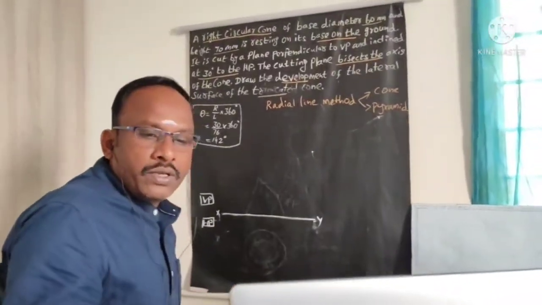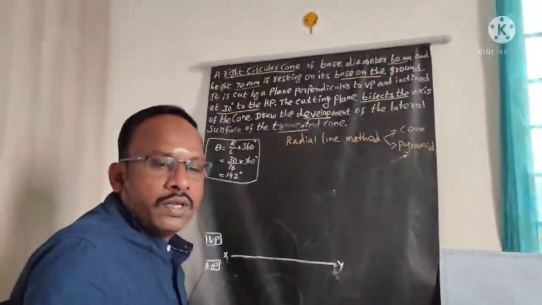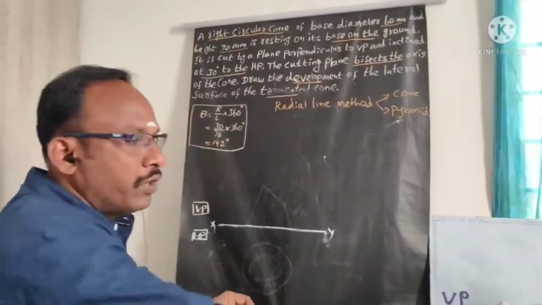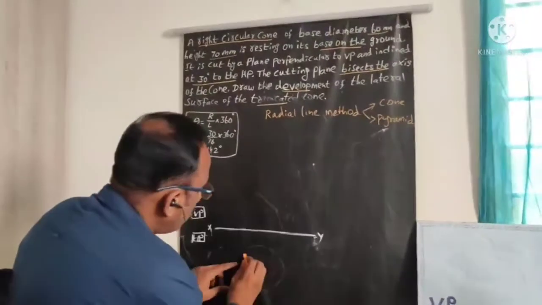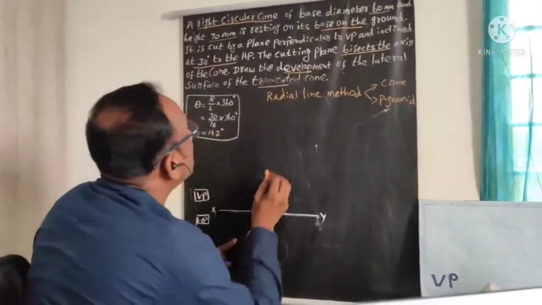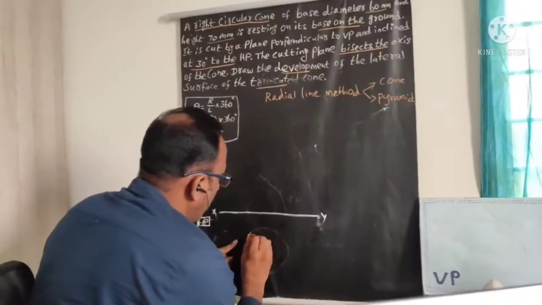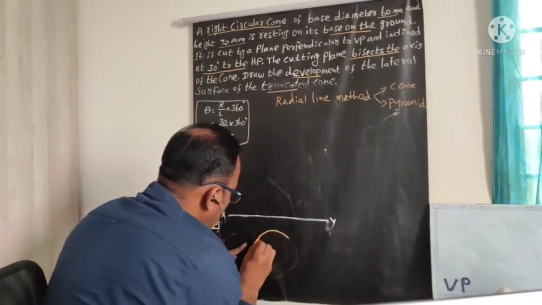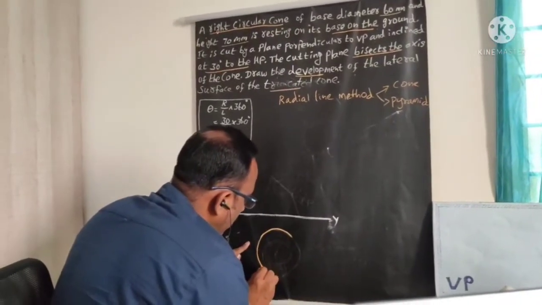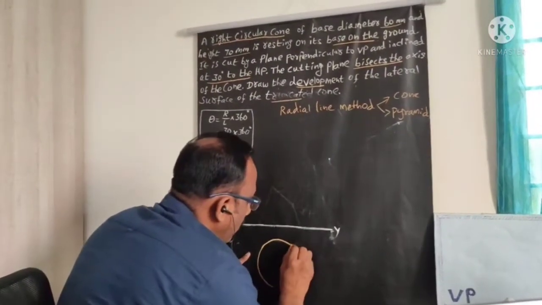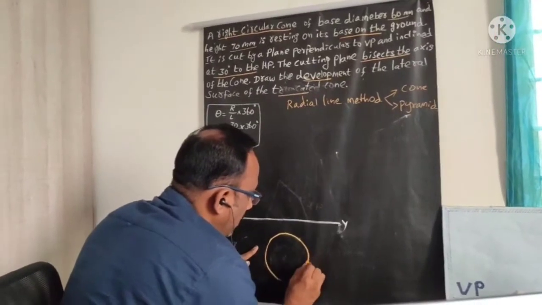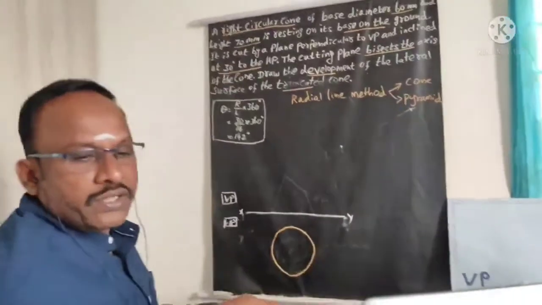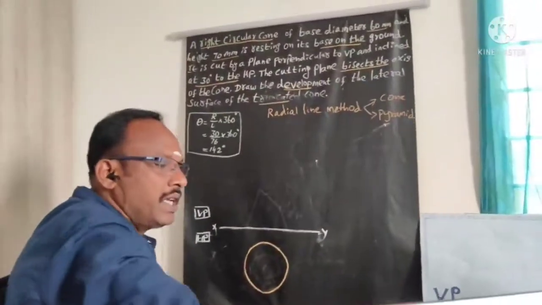Then I am going to draw the top view of the cone. The top view of the cone, we know, may be seen as a circle. So, I will draw one circle. The diameter is given as 60, so you can take the radius as 30 mm. You need to draw the circle for the radius 30 mm, then you get the diameter as 60. So, this is the way. First you draw the circle.